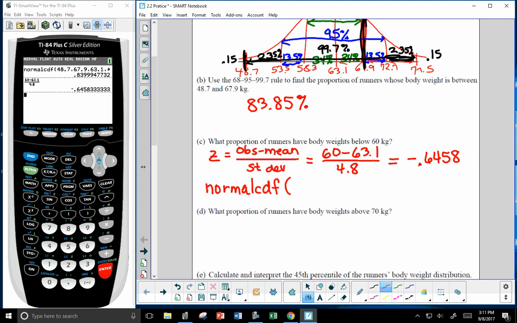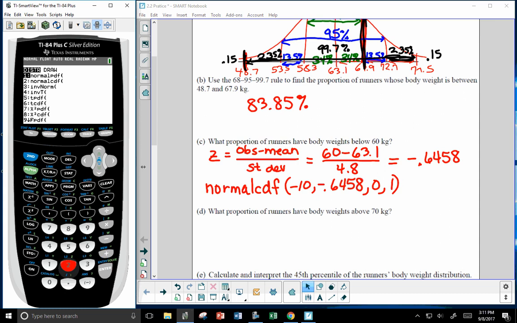Okay, so we want to do second vars, number 2. Our lower bound is negative 10. Our upper bound is the Z-score negative 0.6458. I have 0 for my mean, 1 for my standard deviation because I want to be on the standardized normal curve. Okay, so that gives me a proportion of 0.2592.